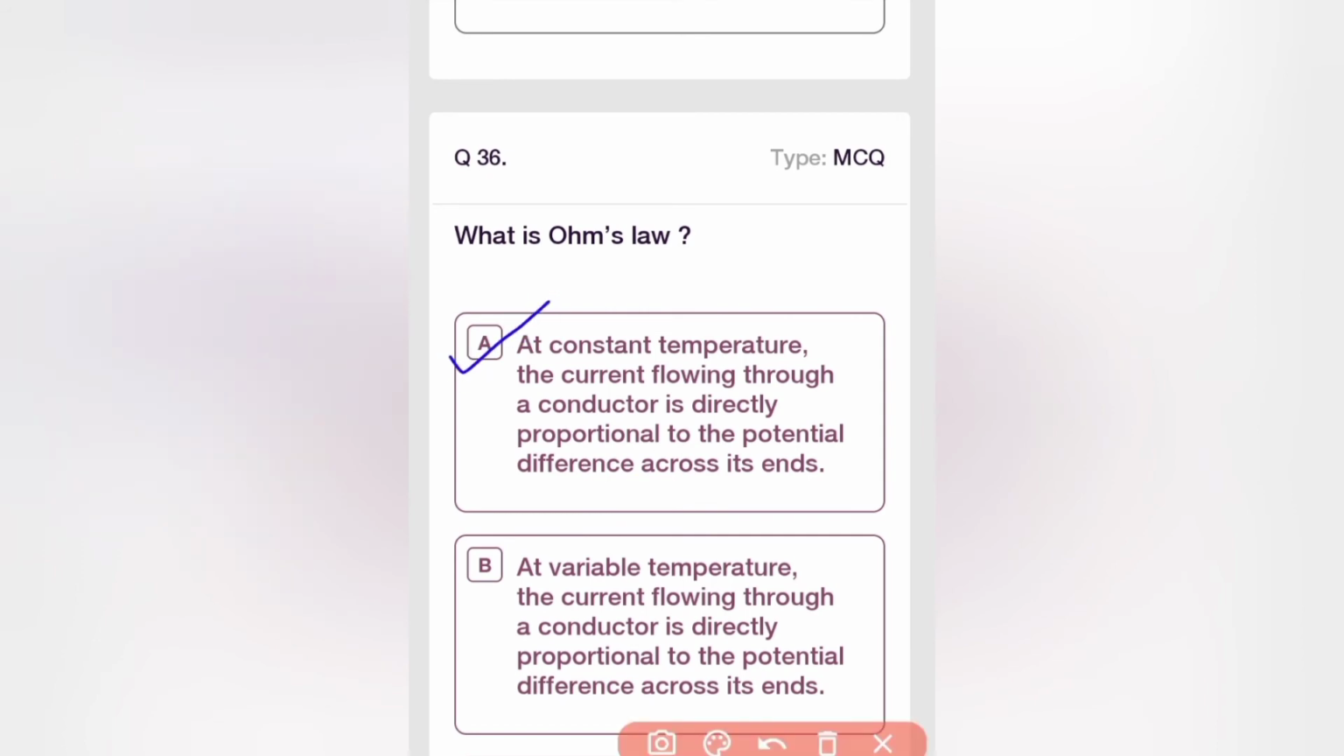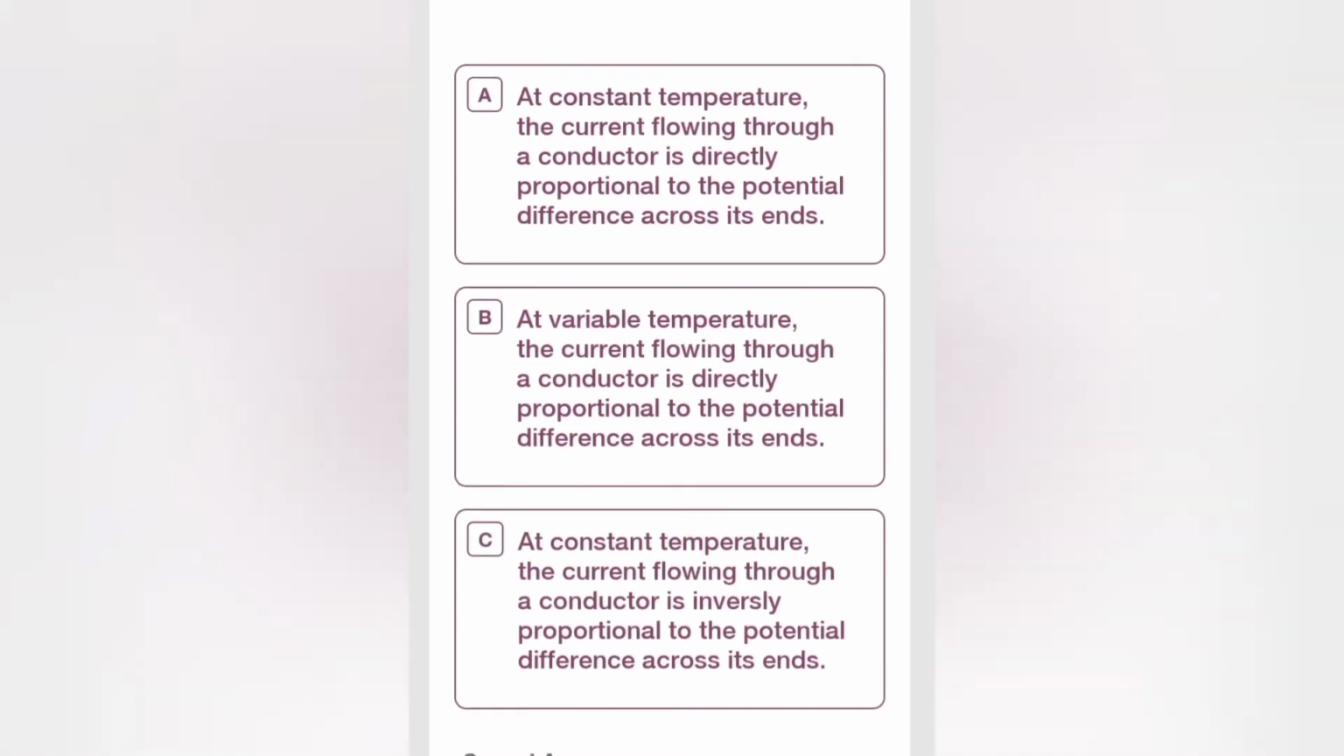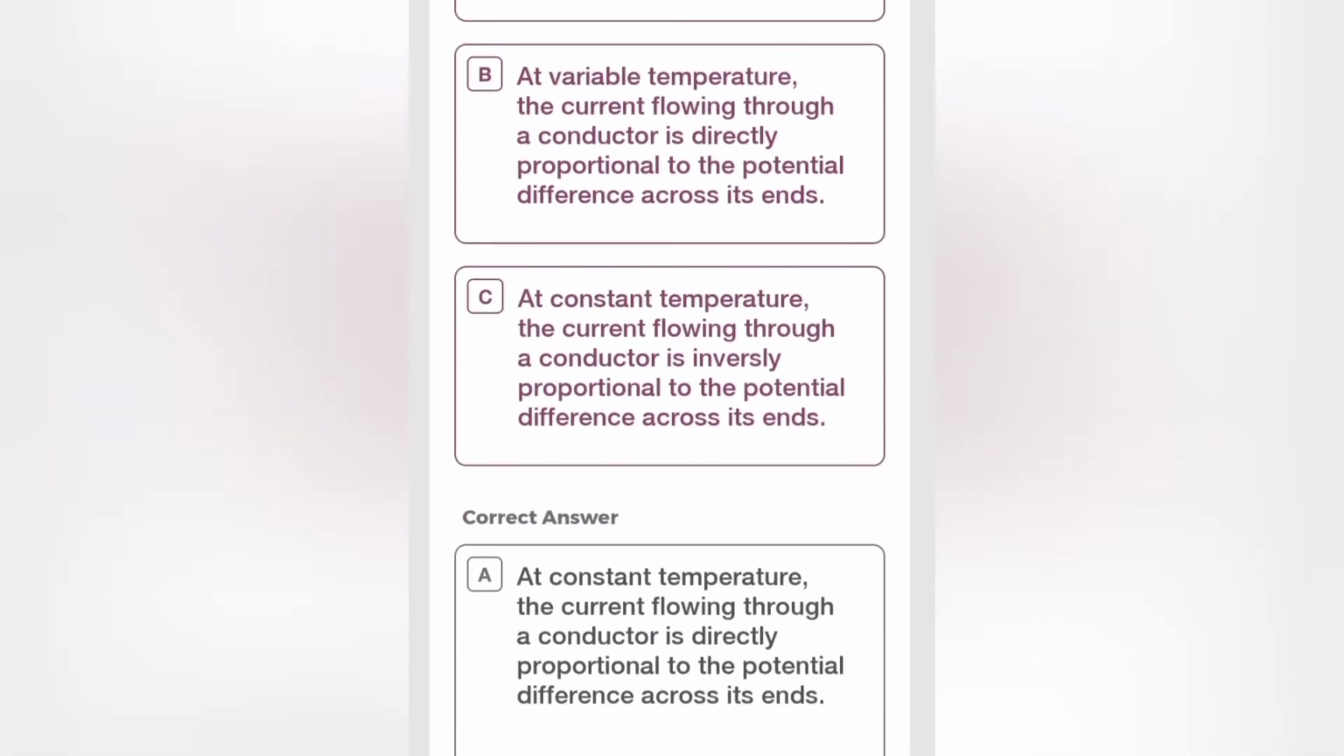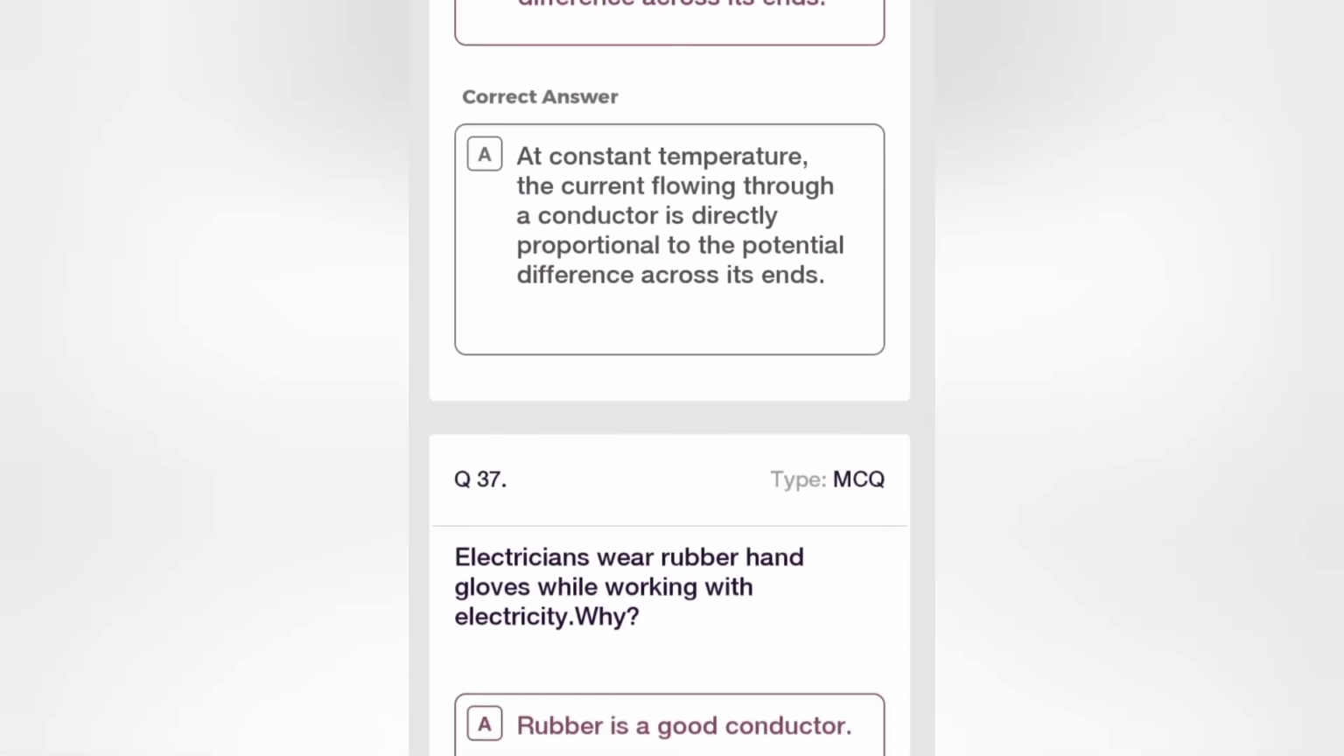So therefore option A is the correct answer. Option C, at a constant temperature, the current flowing through the conductor is inversely proportional to potential difference. No, that's wrong. It's directly proportional. Voltage and current are directly proportional. So therefore option A is correct. Fine, so we have 3 options, and in that A is correct.